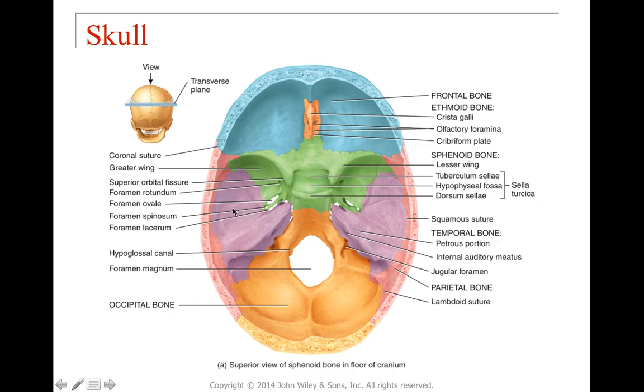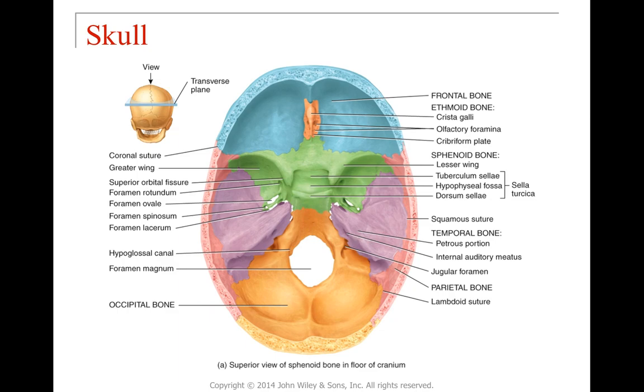All right, additionally, while we're talking about the sphenoid bone, here we have the foramen ovale and the foramen spinosum. And then the foramen lacerum is going to be a foramen that's between the sphenoid bone and the temporal bone, which is shown here in purple. Okay, in the temporal bone, we have the petrous portion. That's this part here. We have the internal auditory meatus, which is going to connect to the external auditory meatus.